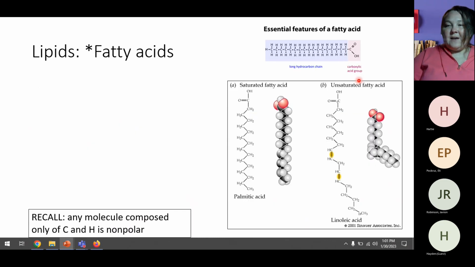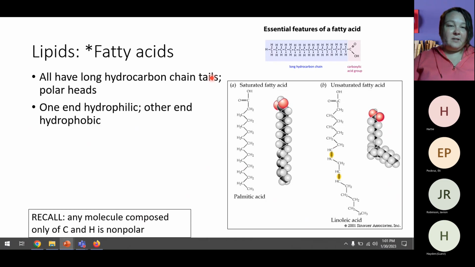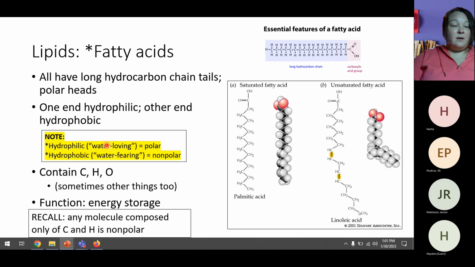All right, I've got up here another fatty acid for you. We've got our polar head, we've got our long hydrocarbon tail. All of them have long hydrocarbon chain tails and polar heads, which means that one end is hydrophobic and one end is hydrophilic. And here is our very important note. Hydrophilic means polar, hydrophobic means nonpolar. All fatty acids contain carbon, hydrogen, and oxygen at least. Sometimes they have other elements. And they function for energy storage. Remember, look at all those chemical bonds, those lines that represent chemical bonds. So much energy can be stored in these molecules.